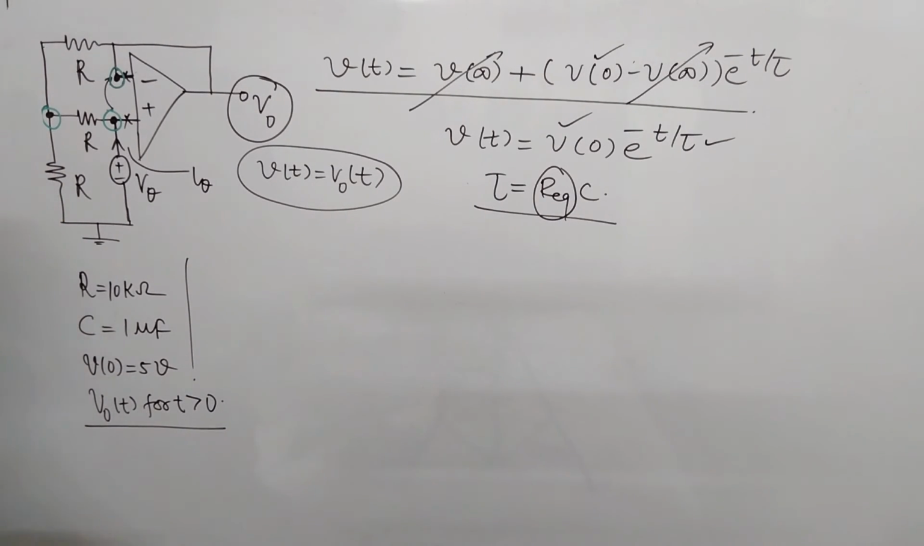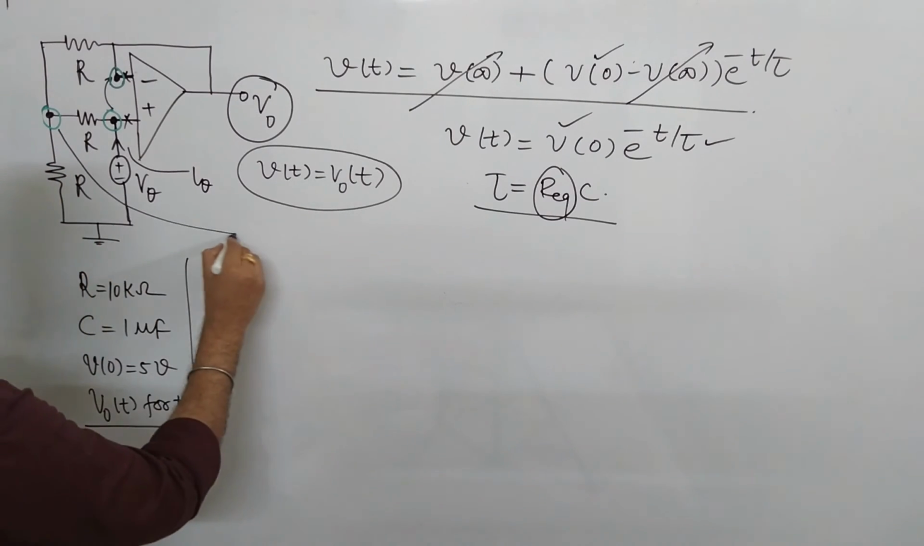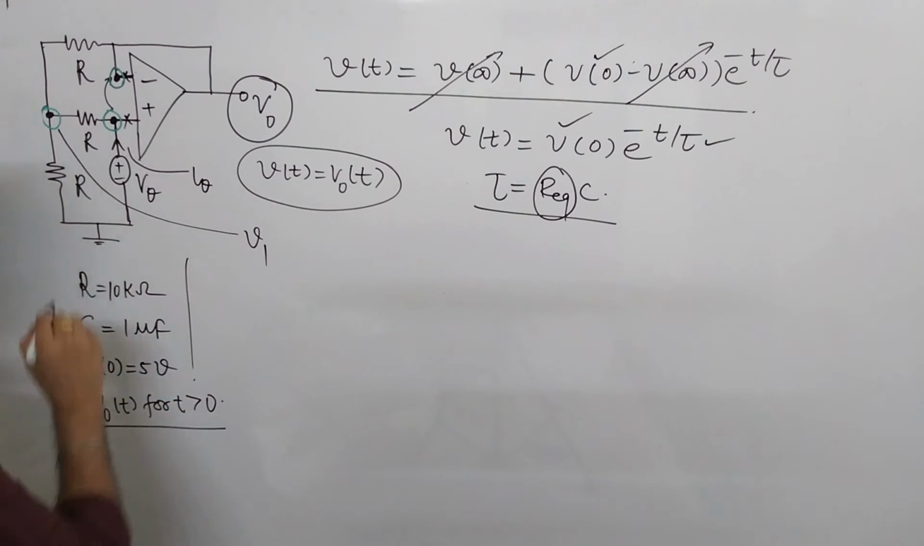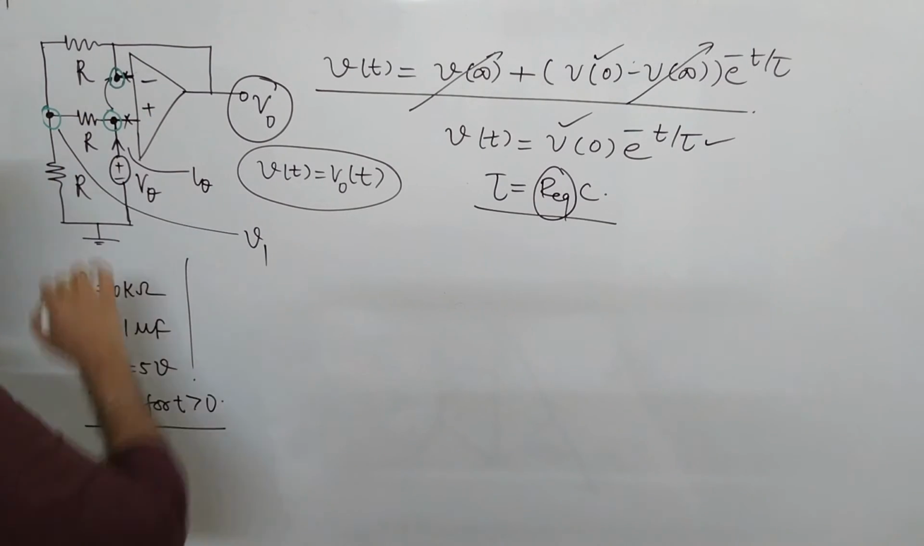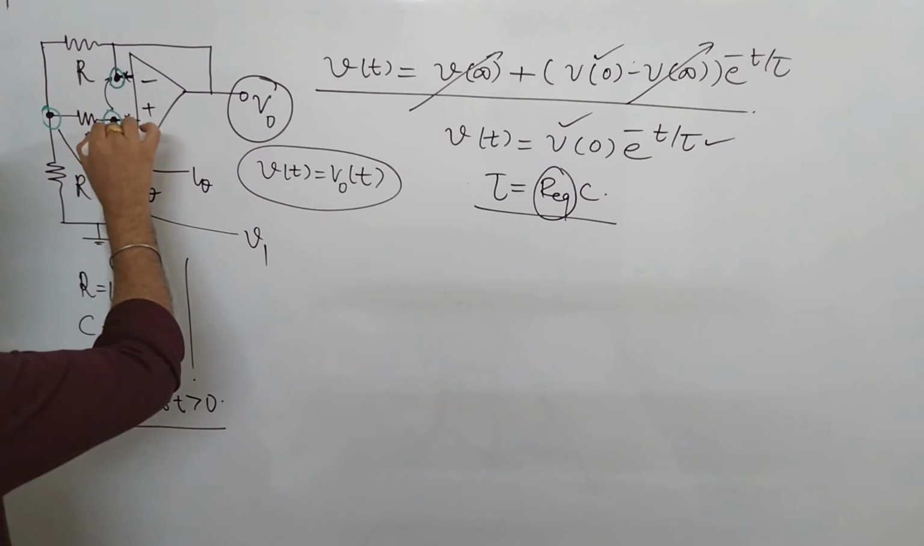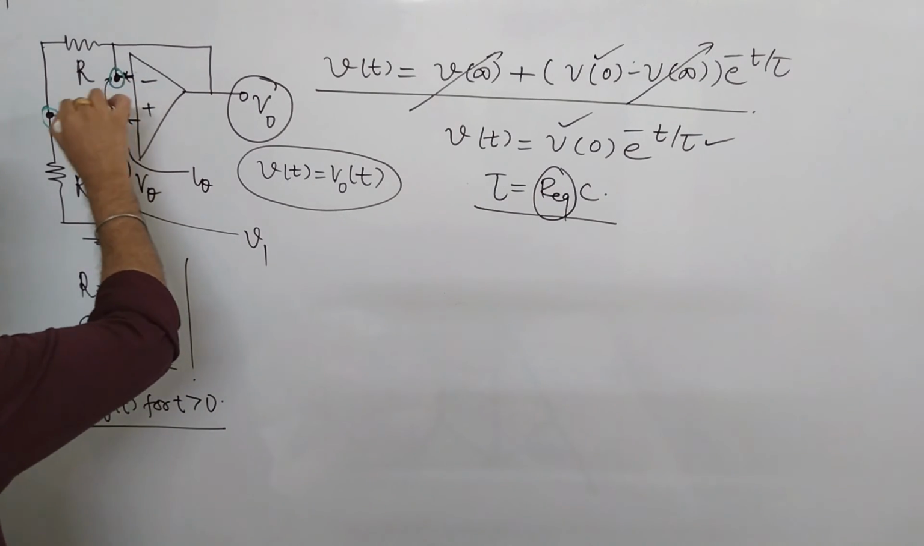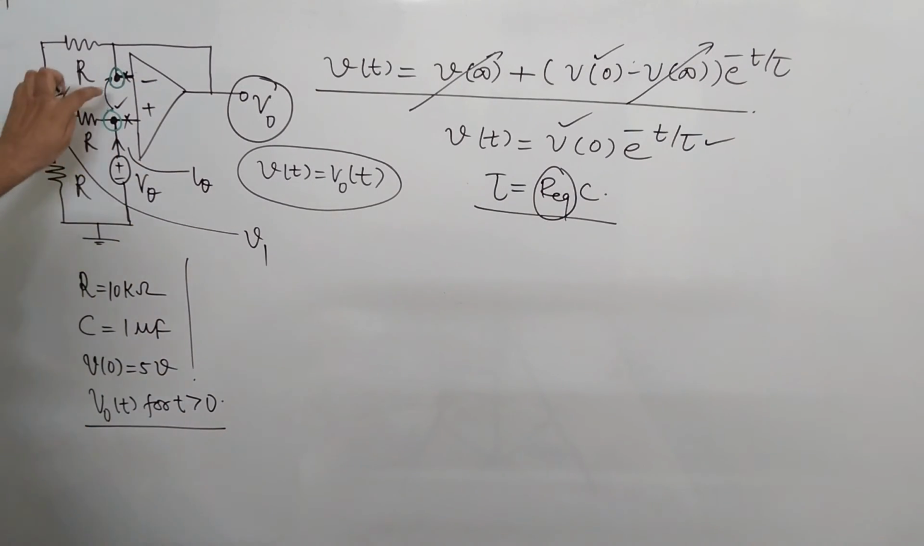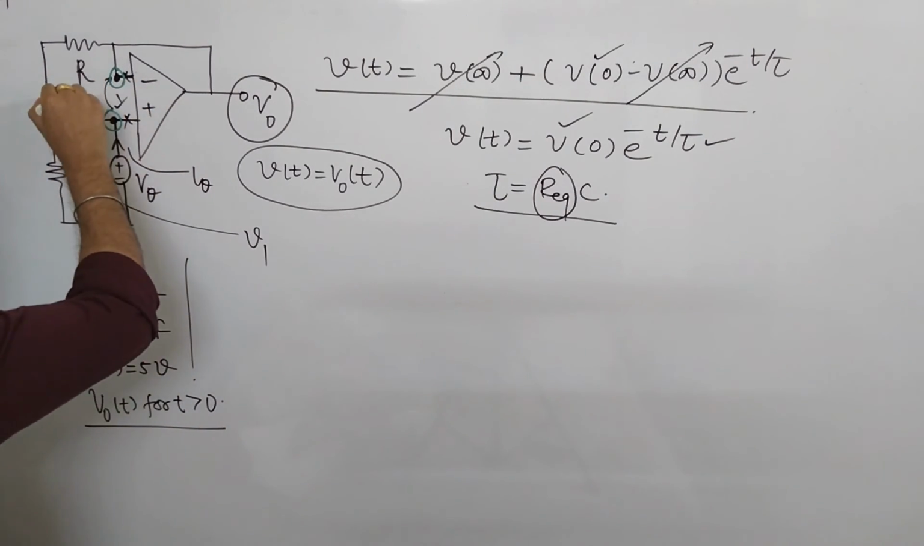3 nodes are available here. I will say that the voltage here is V1. At this node the voltage is V theta. Okay, so if I apply 2 KCLs at this node and at this node, first I am applying at this node, say it is 1 and it is 2.